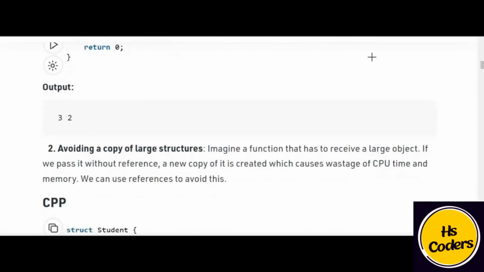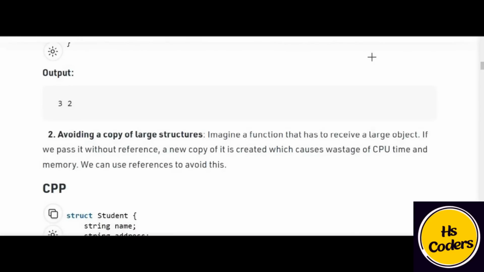So let's take a look at the second application of reference variable: avoiding a copy of large data structure. Imagine a function that has to receive the large object. If we pass it without reference, a new copy of it is created, which causes the wastage of CPU time and memory. So we can use reference to avoid this.